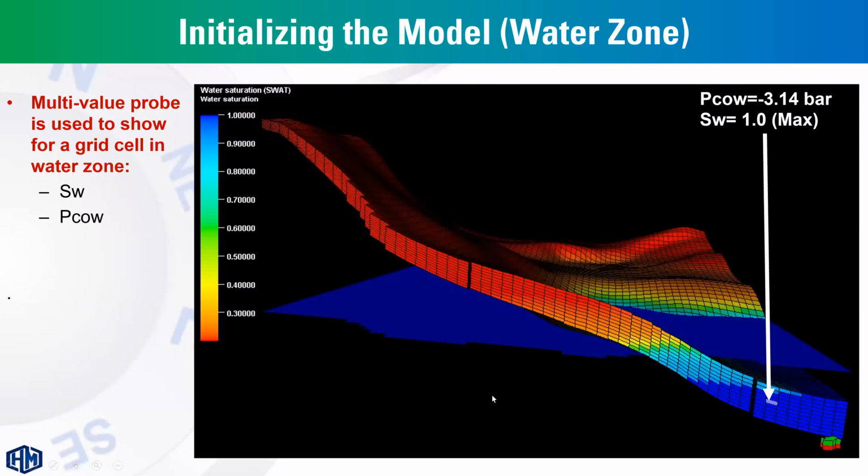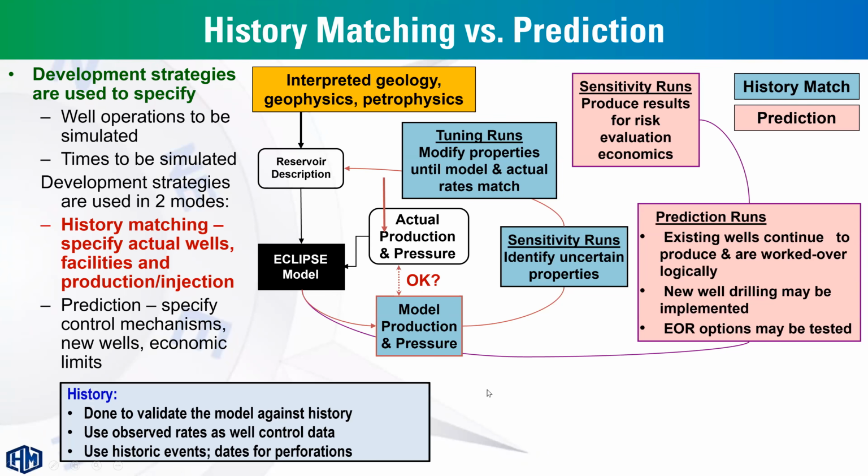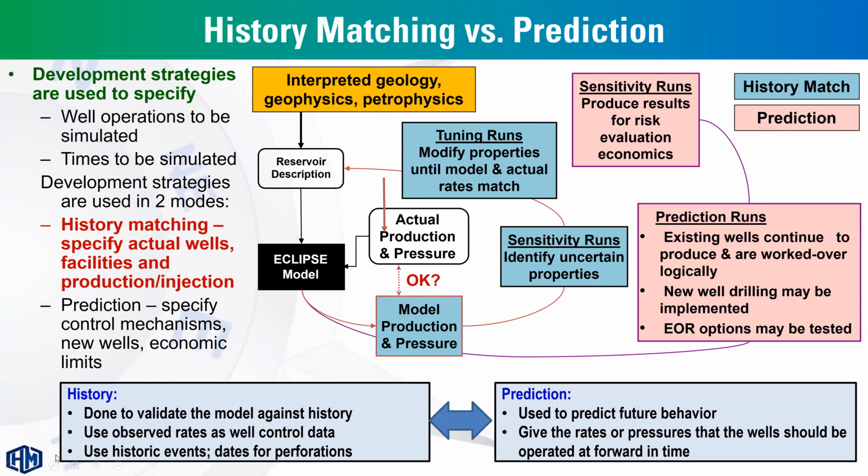So this is just a comparison between the history matching or history strategy and the prediction strategy. History strategy or history matching is used to validate or fine-tune the model against the historical data, which means the observed or measured data will be used as well-controlled data, and also well events will be applied.